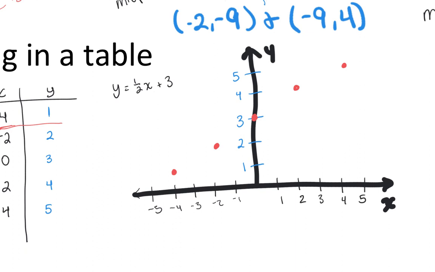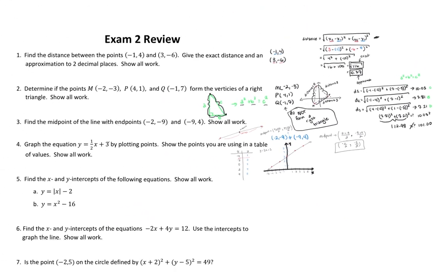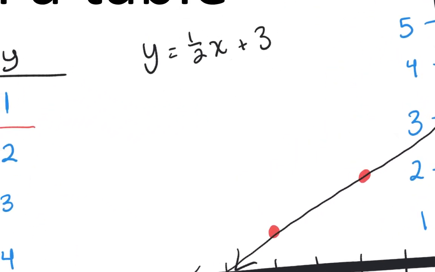So now our line looks somewhat like this, right? And that is what it wants. And we gave a table and we graphed our points. It does say show all work, so I will say to show every single one of your steps here.